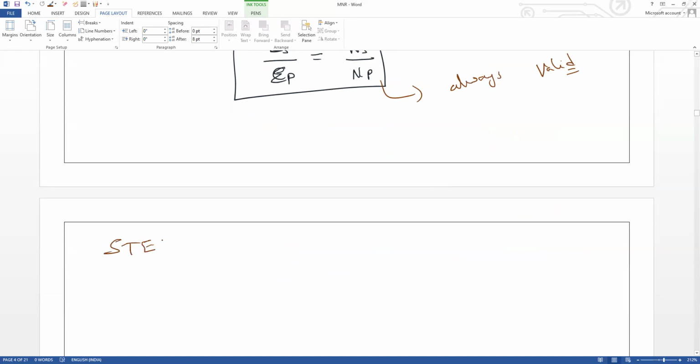Step up means what? Low voltage to high voltage or high voltage to low voltage? Step up: low voltage to high voltage means the induced EMF in the secondary coil is more than the induced EMF in the primary coil. That means the number of turns in the secondary coil must be greater than the number of turns in the primary coil. Is it okay, guys?